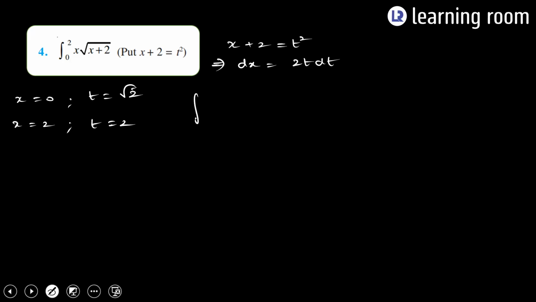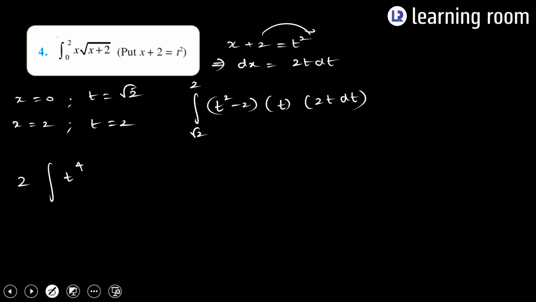So the whole integral will change as integral of 2 into, in the place of x, what I can put is t square minus 2, since this 2 will go to the other side. So t square minus 2 into root of x plus 2, which is going to give us t, and you have dx equal to 2t dt. So 2 into integral of t power 4 minus 2t square dt, between root 2 and 2. So this will be 2 into t power 5 by 5 minus 2 into t cube by 3.